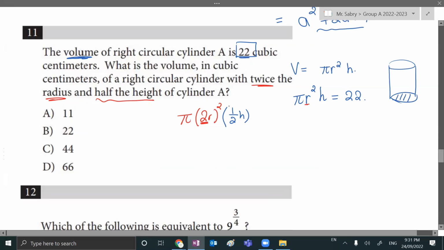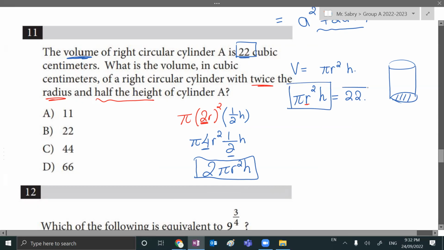Now simplify this as much as possible. So 2 power 2 will become 4r squared over half h. Now 4 times half will become 2 multiplied by pi multiplied by r squared multiplied by h. This is the new volume. So what's the value of pi r squared h? You already have it here as 22. All you need to do is substitute instead of this 22. So 2 times 22 would get you the volume now, which is 44. I can repeat this again 17,000 times, but I want you to ask.